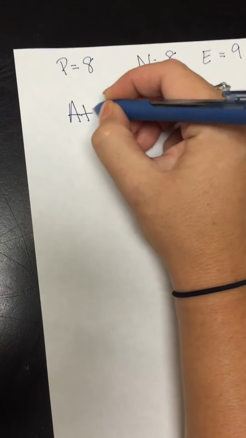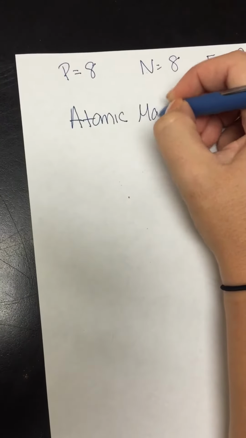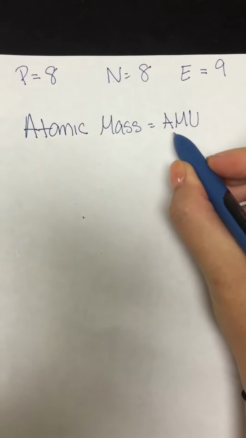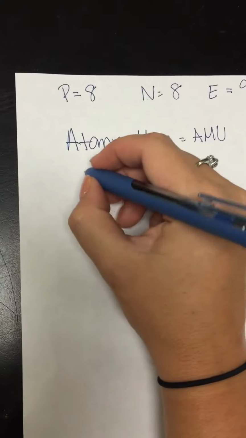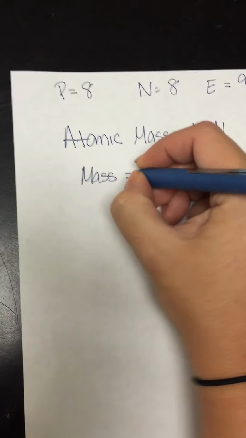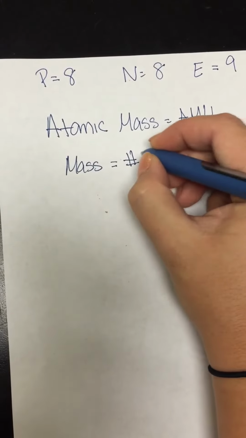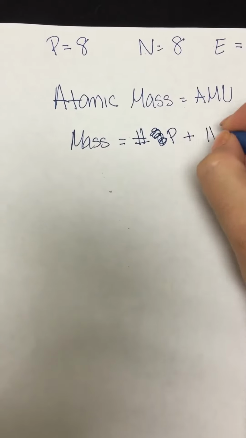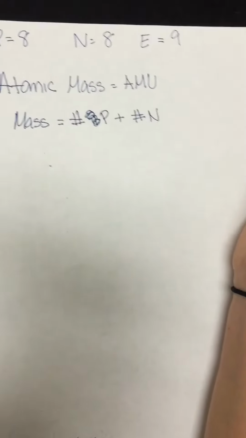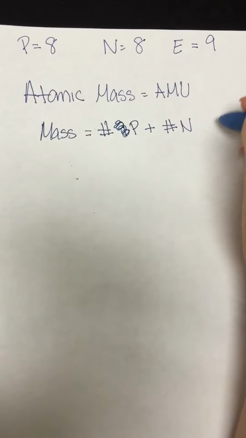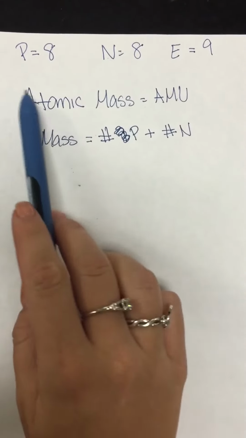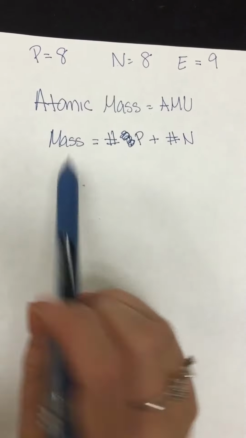Atomic mass is measured in something we call AMUs. This is just our unit, so this stands for atomic mass unit. Our formula to calculate mass is the number of protons plus just your number of neutrons. So if you'll remember, protons and neutrons are both found inside the nucleus. So the nucleus is actually what gives you the mass of an atom. So if we want to find the mass of this atom, we just plug these numbers into our formula.